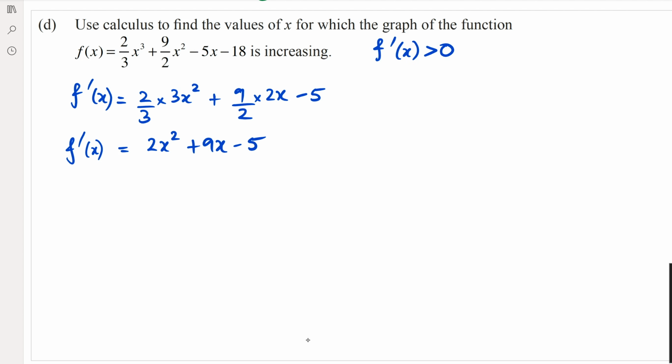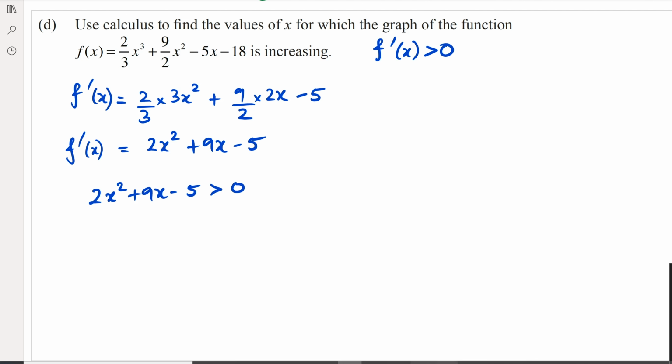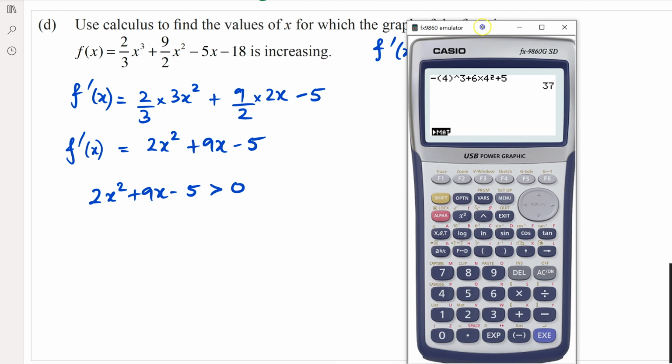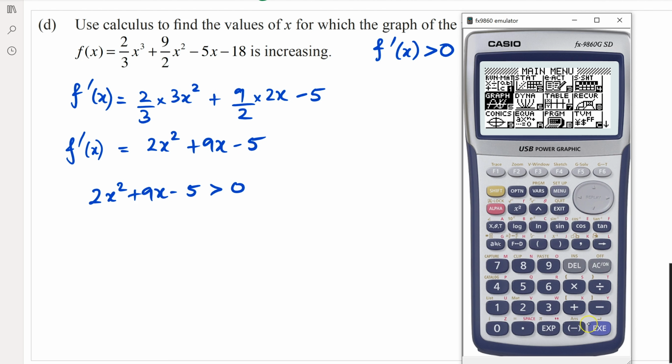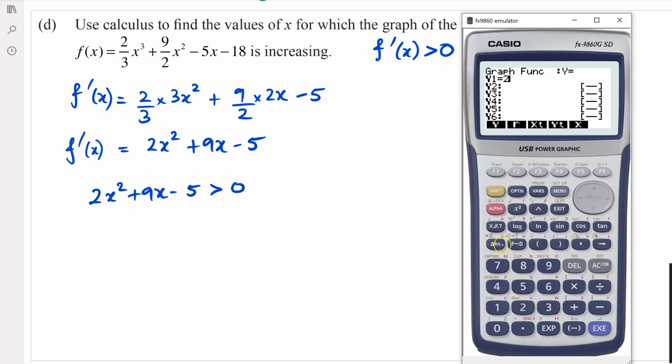All right, so we've done that. We've actually calculated f dash of x. So all we got to do is figure out when 2x squared plus 9x minus 5 is greater than 0. Now, whether you like it or not, you actually have to draw this as a graph because that'll make sense. So I'm going to show you guys how to do this. Go into the graphics calculator, click on menu, go into graph, and then just type in this function. So you've got 2x squared plus 9x minus 5. And we're going to press on draw.